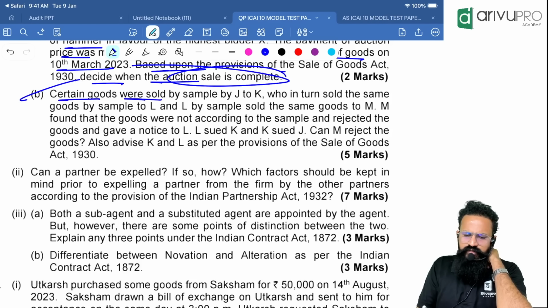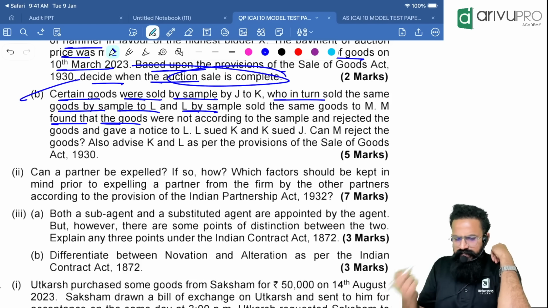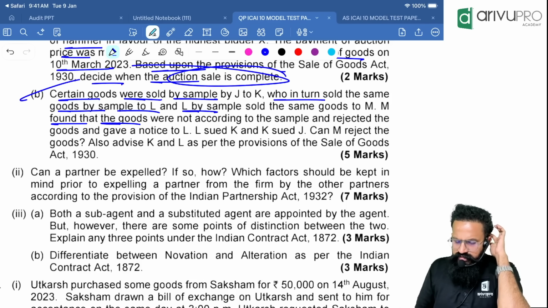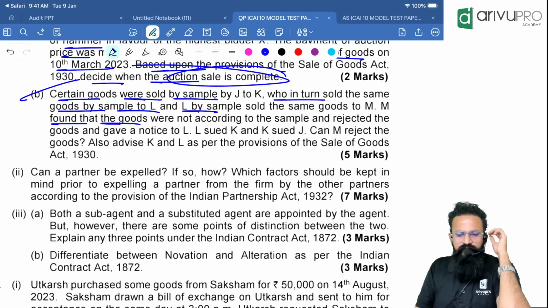Certain goods were sold by sample by J to K, who in turn sold the same goods by sample to L, and L by sample sold the same goods to M. M found that goods were not according to the sample and rejected the goods and gave a notice to L. L sued K and K sued J. Can M reject the goods? Also advise K and L as per the provisions of Sale of Goods Act.